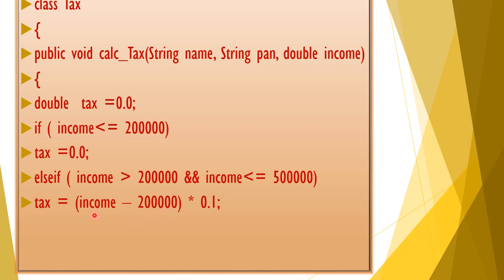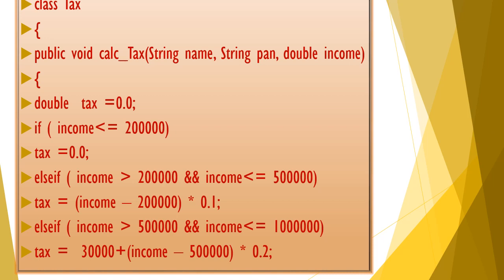So we give the statement here, income minus 2 lakh, to find the exceeding amount after 2 lakh. Once again, the 10% of tax is not for the entire income but only for the income exceeding 2 lakh. So to find that exceeding amount, we write the expression here, income minus 2 lakh star 0.1. 0.1 means 10% or 10 by 100.